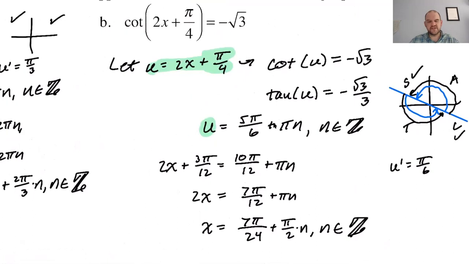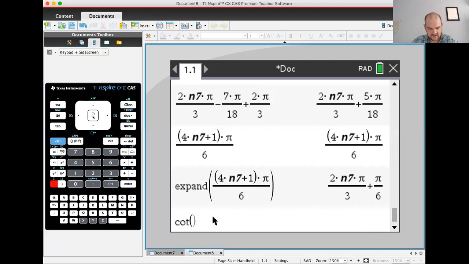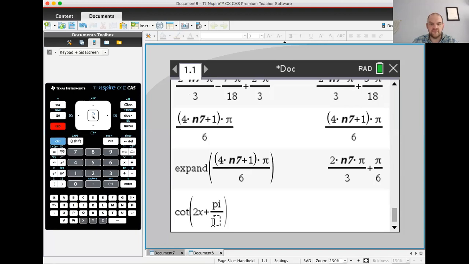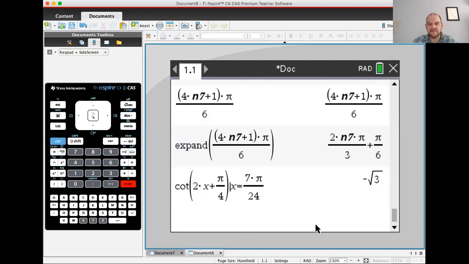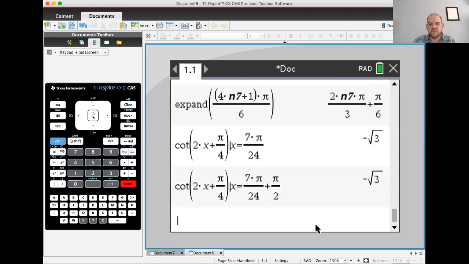I'm going to check this. I'm going to do it two ways. I'll use solve, but first I'm going to try to just evaluate the function and see if my values work. So I need to do the cotangent of 2x plus pi over 4. And I want to do that such that x is, so I think 7 pi over 24 should work and give me negative root 3. And it does. It's such a good feeling. Like I know what I'm doing, but even then, it feels good. I'm going to add pi over 2, so I basically let n equal 1, and it still worked. Good. All right, so I think I solved it. So I'm confident in my answer at this point.